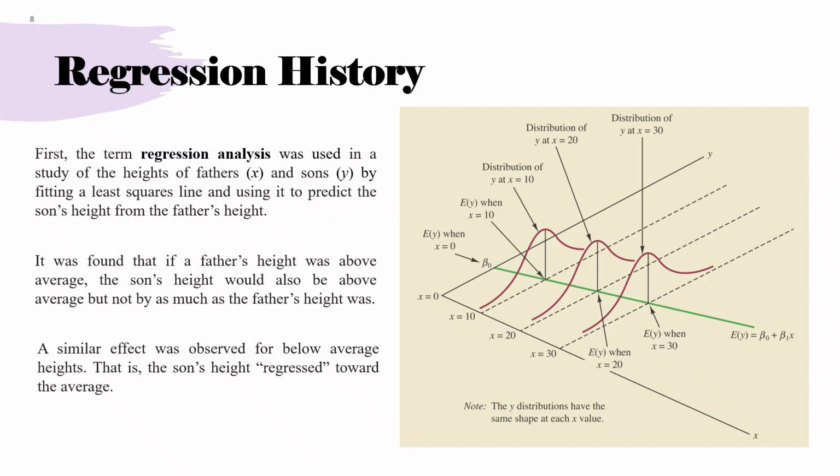Just as sons' heights were not as extreme as their fathers' heights, the observed oxygen purity values regress toward the average purity predicted by the linear model.